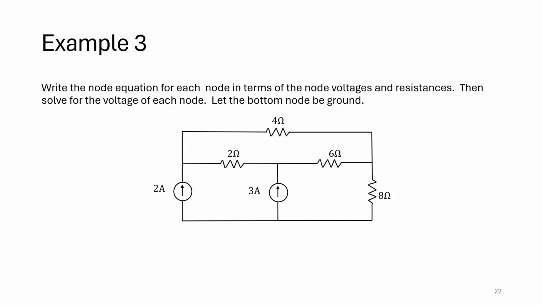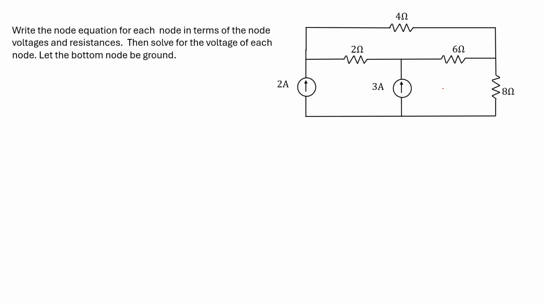In example 3, we are being asked to write the equation for each node in terms of node voltages and resistances. And then we want to solve for the voltage of each node. Once again, just to make sure your answer is consistent with mine, we are told to let the bottom node be our ground node. All right, so let's go ahead and start. So our first step, of course, is to identify our nodes.